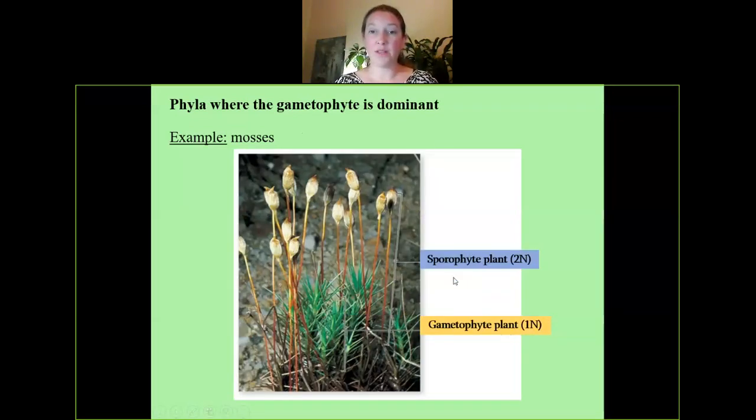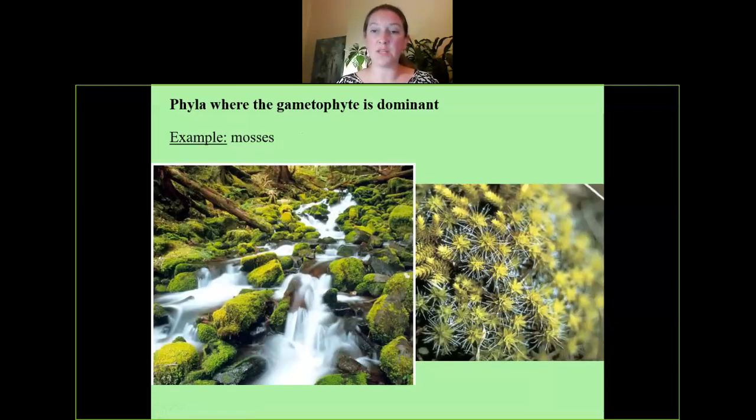Eventually in the mosses, the green haploid plant individual, which is the gametophyte plant, will produce a sporophyte plant, which will have to stay attached to the gametophyte plant. So we say in the mosses and all the non-vascular plants that the gametophyte is dominant because it's free living, and it is the thing. Most of the time when you see moss, it looks like this, and that's gametophyte generation.